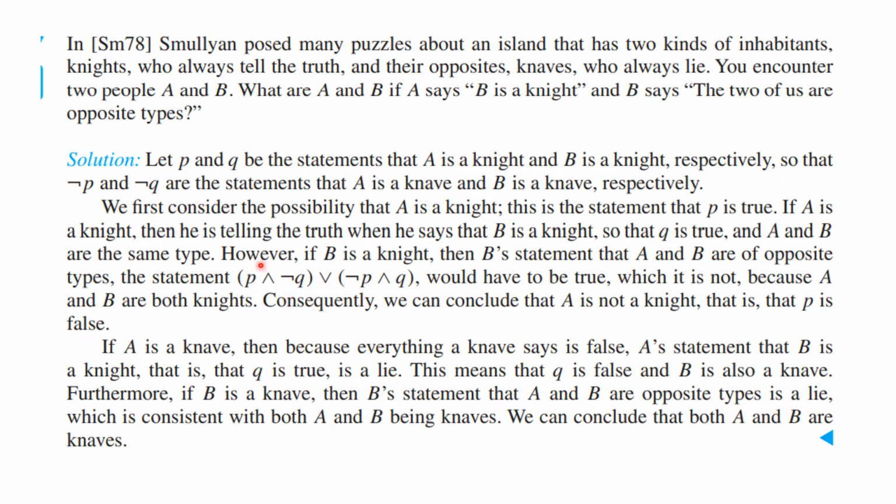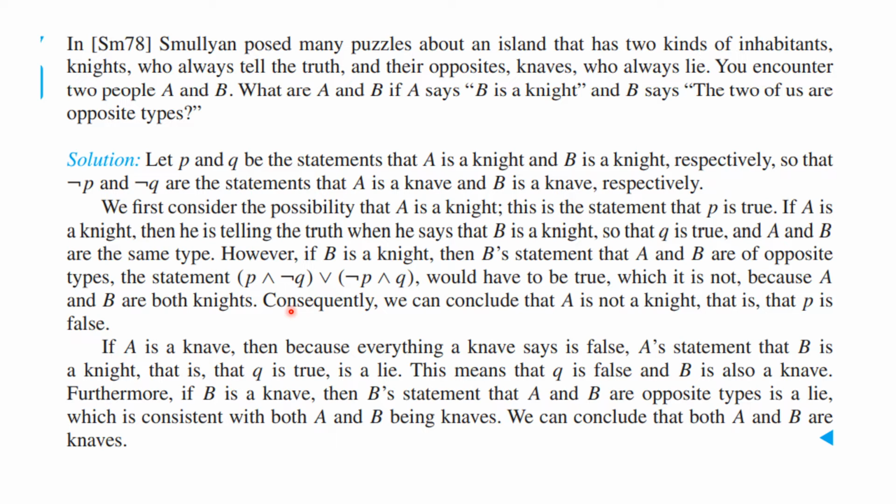So either this one is true or this one is true. One would have to be true, which it is not, because A and B are both knights. So since A and B are both knights, both of these would have false truth values. Consequently, it's a contradiction. We conclude that A is not a knight, and then P is false.